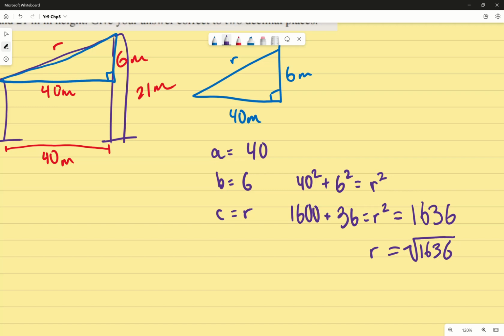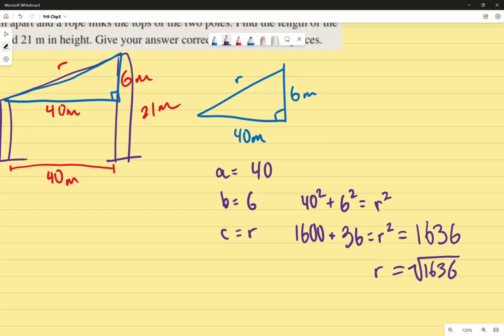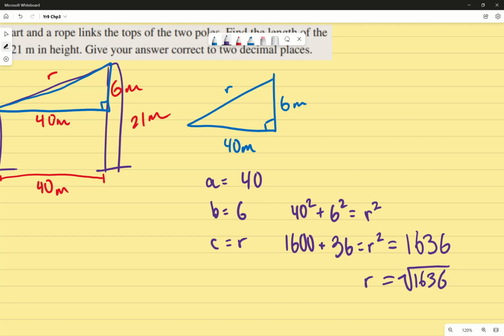You're right, but how do you know that? How do you know you need to find that number? Is there something in the question that tells you to do that? Thank you very much. It specifically says, give your answer correct to 2 decimal places. Please don't just finish the question and say, all right, I'm done, clap your hands and walk off. Make sure you double check that you've answered what the question wants. It wants the square root of 1,636 to 2 decimal places.